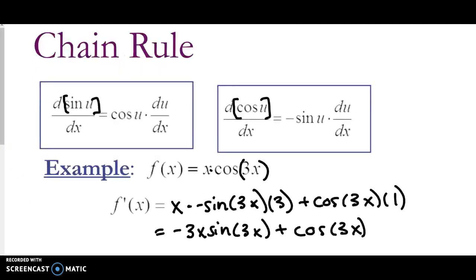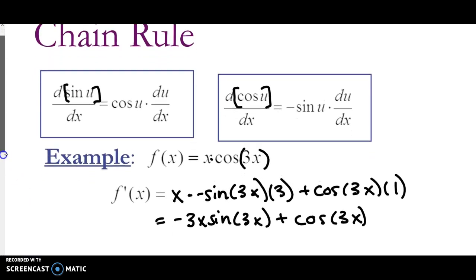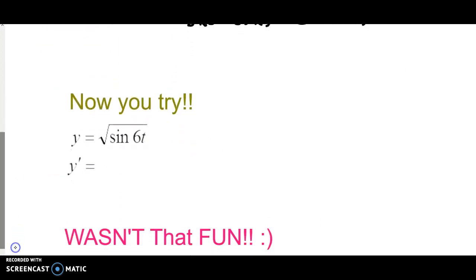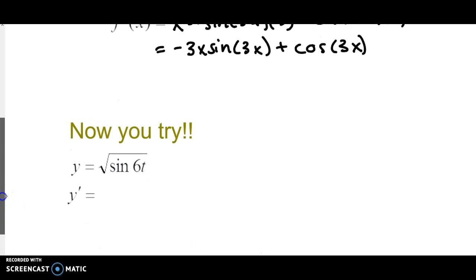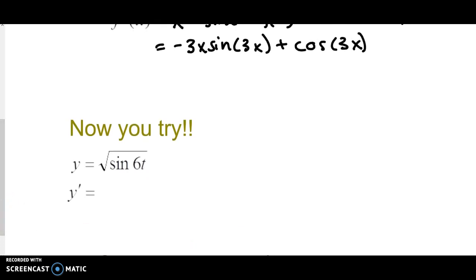Oops. There's supposed to be another example, I think. There it is. All right. Oops. You don't know it was fun yet. All right. Let's have you guys try this one on your own. So go ahead, put me on pause, and then we'll check your work. Don't forget that this is sine of 6t to the 1/2 power. All right, now I'll put it on pause.